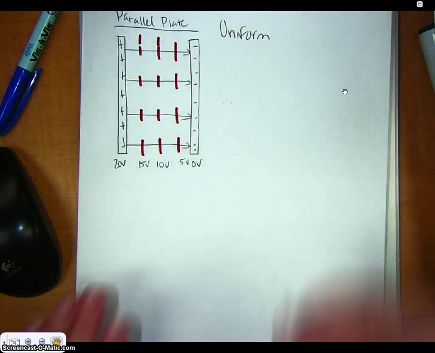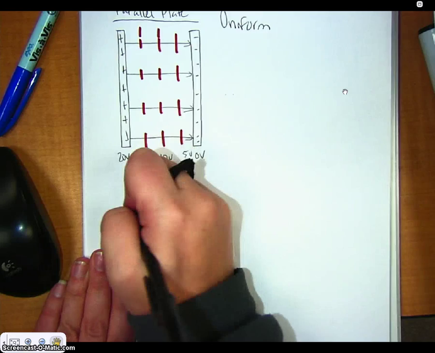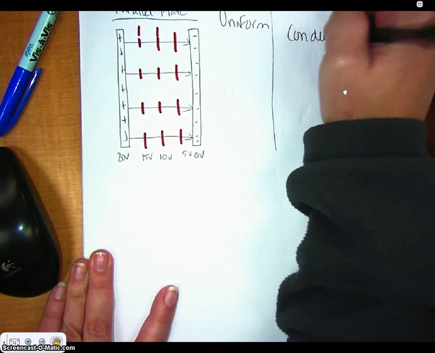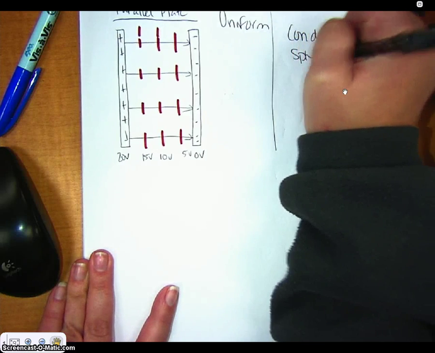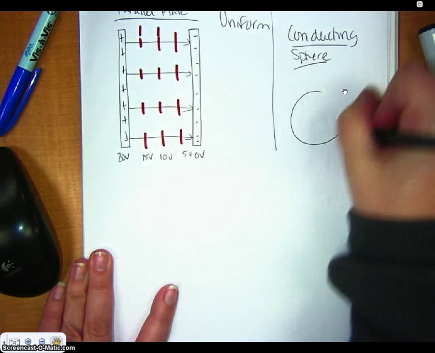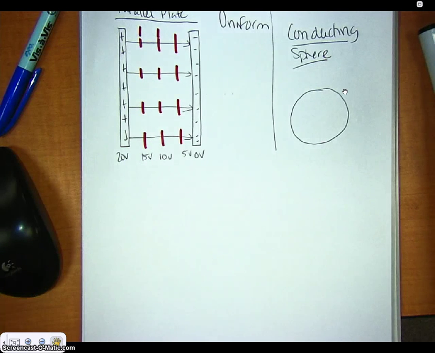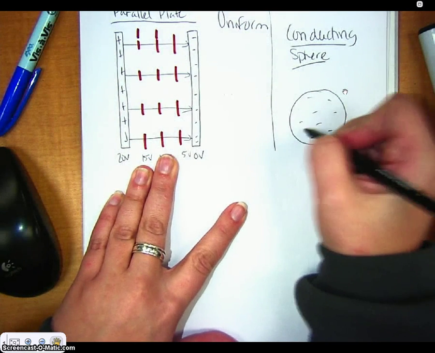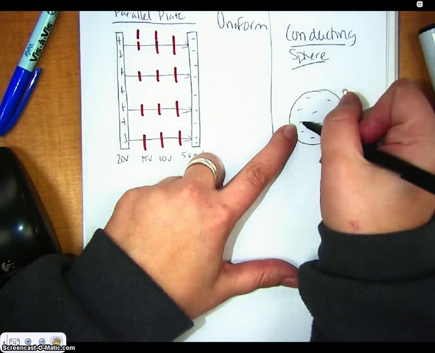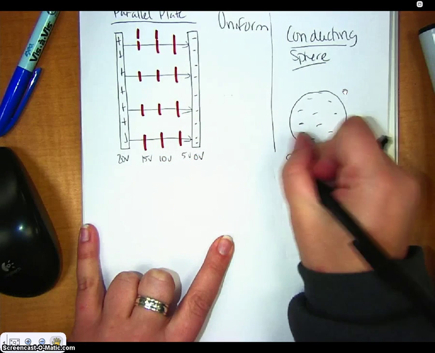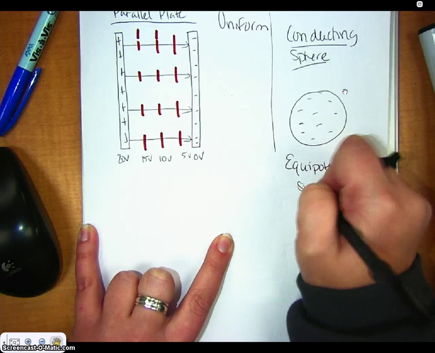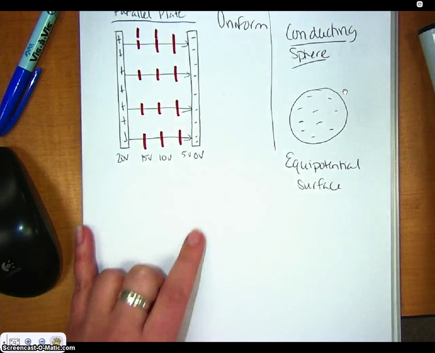Now another instance where we have equipotentials is on the surface of a conducting sphere. Remember we said that on a big conducting sphere, all those electrons are going to move out and spread themselves out so they're evenly distributed across the surface of the conducting sphere. So we say that the entire surface is considered an equipotential surface because all of the charge is evenly distributed.